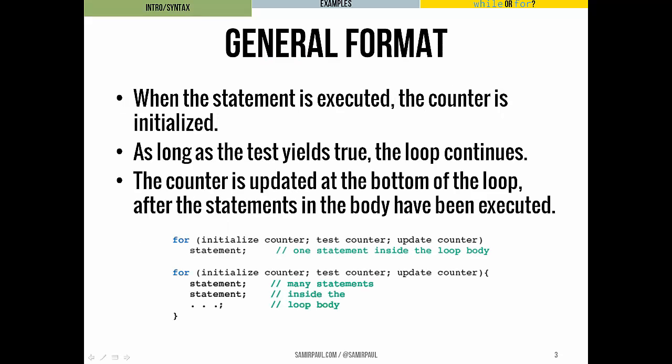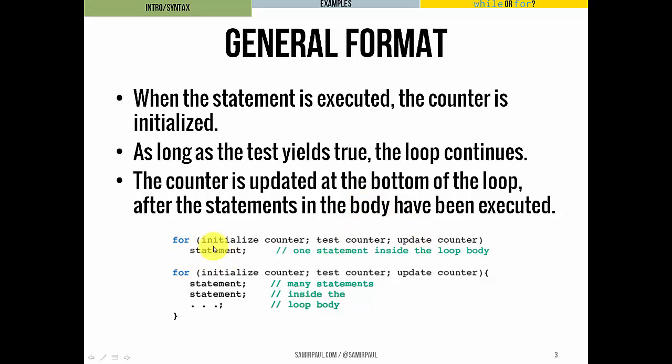Okay, so the general format is this. First, we initialize our counter. Then we test that counter to see whether we should enter the loop. If it's true, we enter the loop and do whatever the statement is. Then we update our counter, and then we go back here to check our counter again.